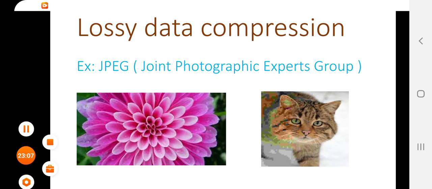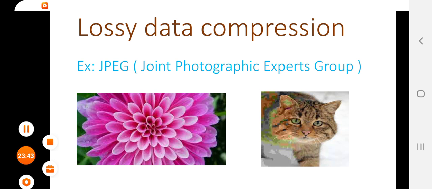Means as the data original is there, in the same way we get. But we don't get quality there in GIF. Understood? In lossy data compression, in JPEG, we get good quality pictures, good quality images, but those are not exactly the same as original. Those are approximately the same as original. Understood the lossy and lossless? If you have any doubts, then later you can ask.